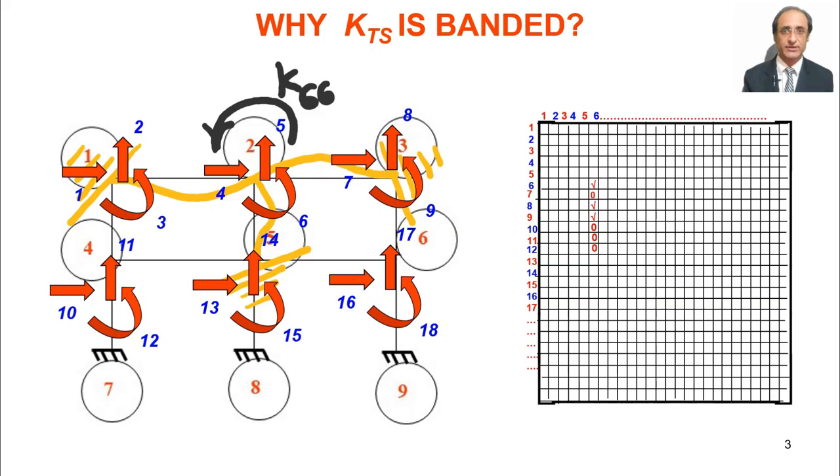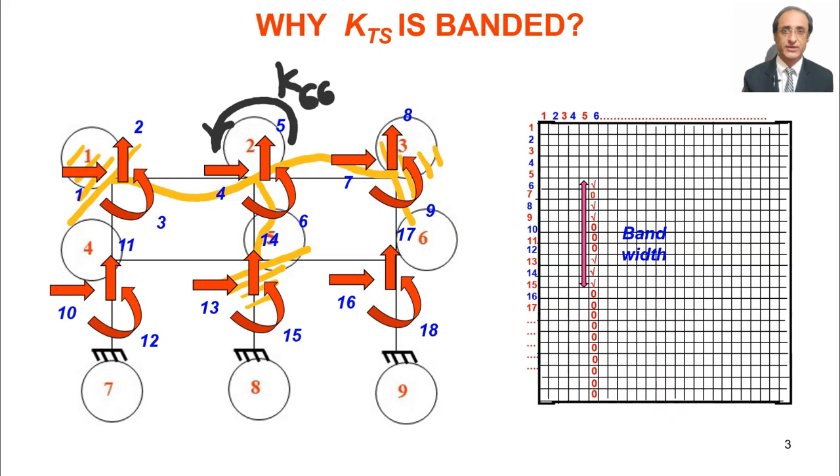If we go to the next joint, what are the degrees of freedom? 10, 11, 12. Will they be involved? They will not be involved. Why are they not involved? Because we have just established the limit here. Nothing flows beyond this. So this is the limit. Beyond this, all values are 0.